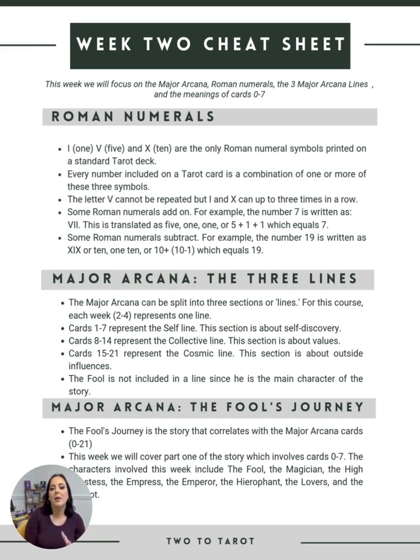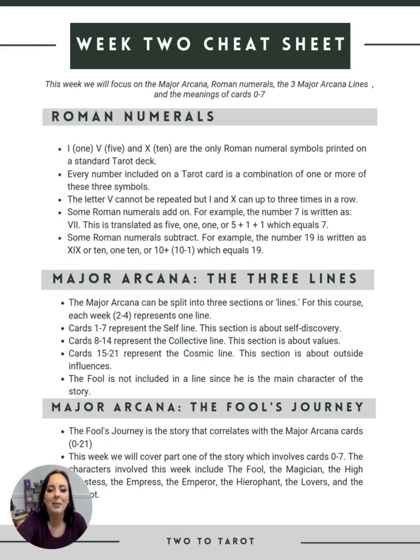This is the section about the self-discovery of the 0, who is the Fool. 8 through 14 represent the collective line. This is about values, so not just about self-discovery, but about values. And then 15 through 21 represent the cosmic line. This section is about outside influences, outside of ourself and our values. And again, the Fool is not included in a line because he is the main character of the story. But if you did have to include him, you would include him in the self line.